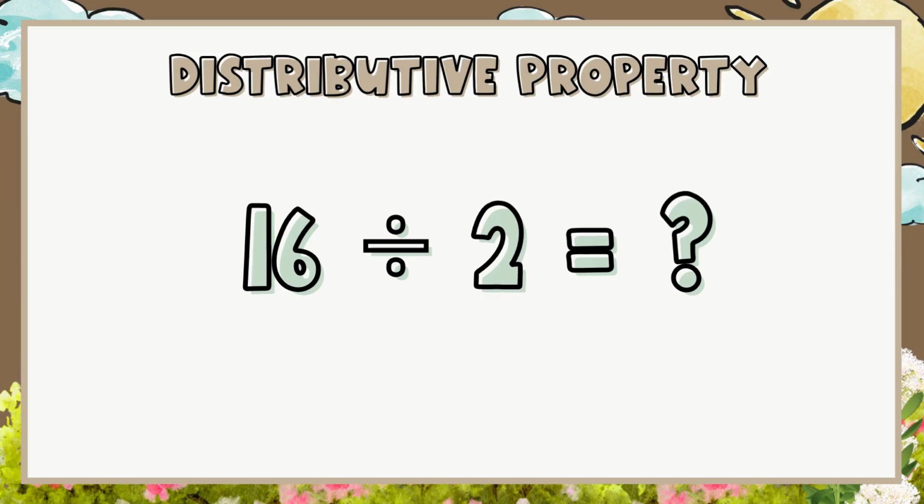Let's learn distributive property, my favorite. Sometimes you're going to have numbers that are a little bigger than you like. So for example, we have 16 divided by 2. If you're uncomfortable working with big numbers like 16, you can use distributive property to help you move a little faster when solving.